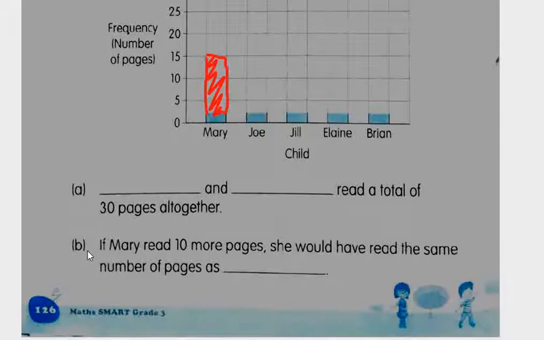How about B? If Mary read 10 more pages, she would have read the same number of pages as... look at Mary.